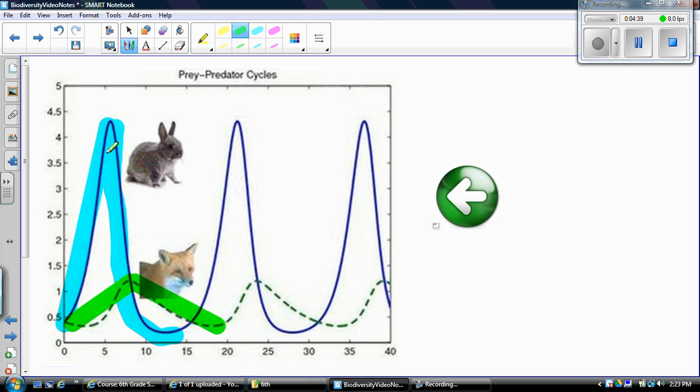Rabbit population increases first, then the fox population increases, then the foxes feed on too many of the rabbits because their population is getting bigger. Rabbit population goes down. When the rabbit population goes down, the fox population starts to go down. When the fox population starts to go down, eventually the rabbit population will start to go back up because there are fewer foxes feeding on them. So that is what the relationship between predator and prey looks like in an ecosystem.